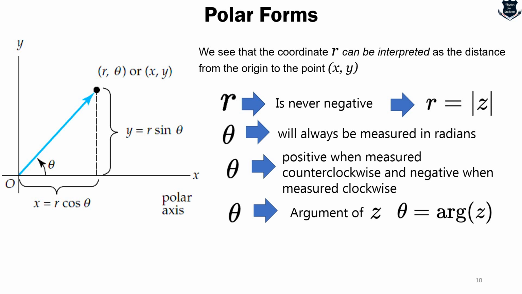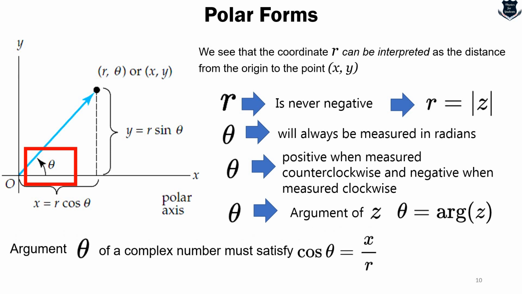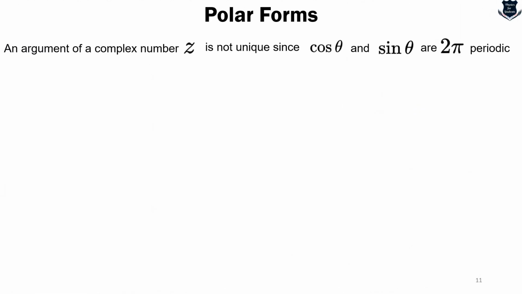So an argument theta of a complex number must satisfy this form, that is cos theta equals x by r, and sin theta equals y by r. So this shows that r should not be negative and theta is measured in this way, and it must satisfy these equations. Now this is something I would like to explain: an argument of a complex number z is not unique, since cos theta and sin theta are 2 pi periodic.